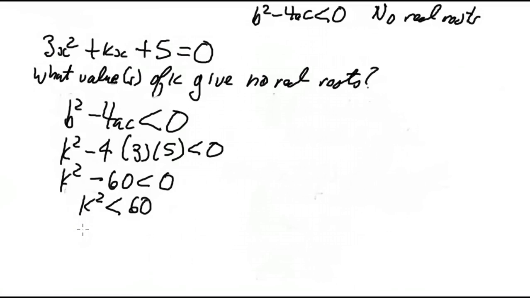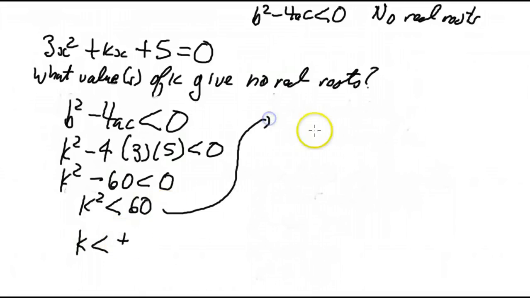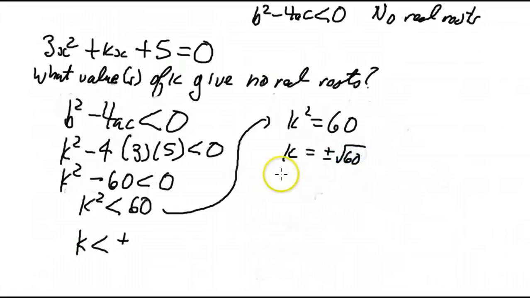So we need k squared to be less than 60, so k must be less than, well, in a sense, actually k has to be in between the positive and the negative square root. So let's just go up here. We'll solve for k squared equals 60, which is k is equal to plus or minus the root of 60. And 4 goes into 60, so this would be plus or minus 2 root 15. Now, that's where it's equal. That would give us two equal real roots.